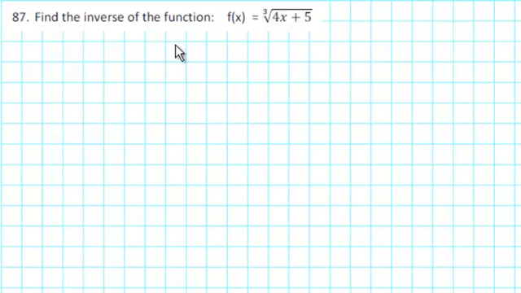Find the inverse of the function f of x is equal to the cube root of 4x plus 5. First of all, let's recall what it means to find the inverse of a process.